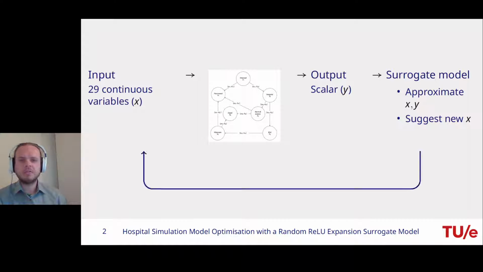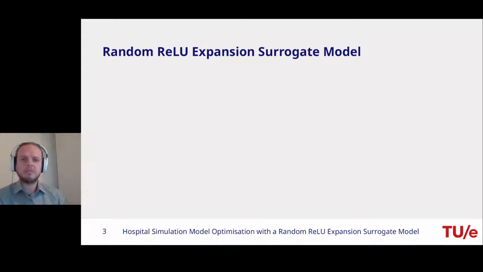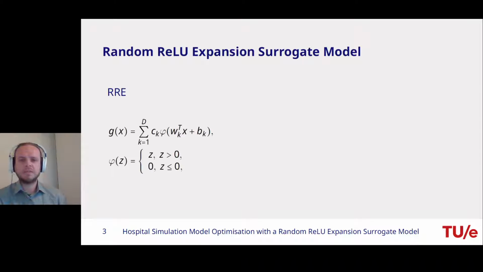The surrogate model that we used is called a random ReLU expansion. And ReLU stands for rectified linear unit. Now this model has the following formula, where it consists of a weighted sum of basis functions. This is the rectified linear unit, a common function used in machine learning. And important to note here is that some of these parameters in the model are chosen randomly. And the reason for that is that it is a very efficient way of treating these parameters. You don't need to optimize them with gradient descent, for example. But also there's good theory available on randomly chosen weighted sums of basis functions.